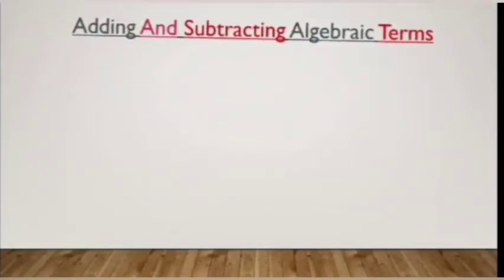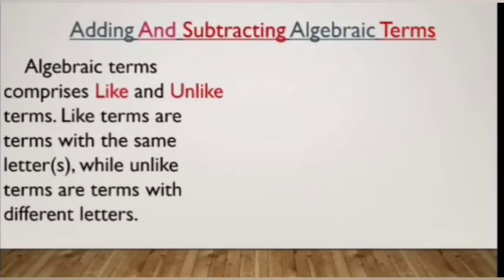Algebra is a branch of mathematics that deals with the use of letters and numbers. Now let's see adding and subtracting algebraic terms. Algebraic terms comprise like and unlike terms. Like terms are terms with the same letter or letters, while unlike terms are terms with different letters.